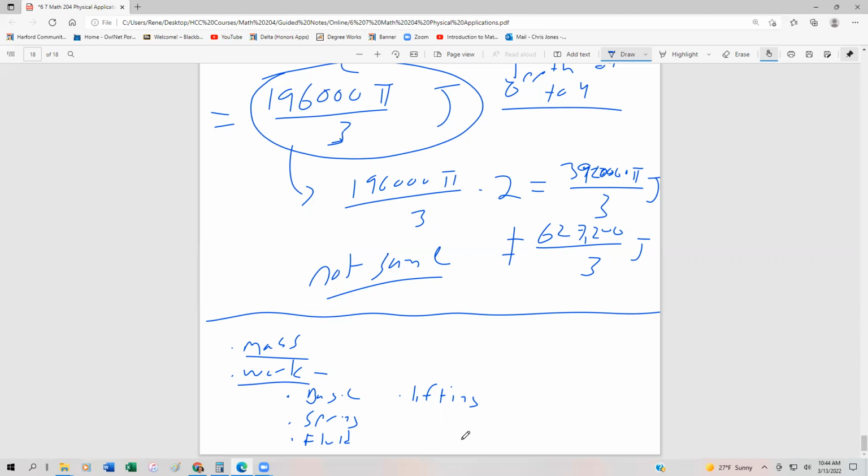So that's going to be it for this section, and actually for all of our applications of integration. In the next section, we're going to start deviating from this and take a look at a new topic.